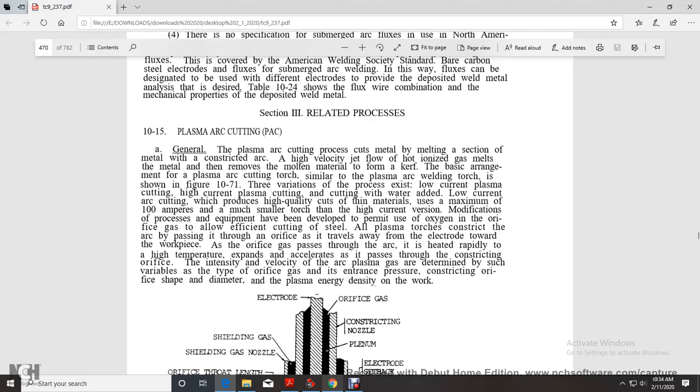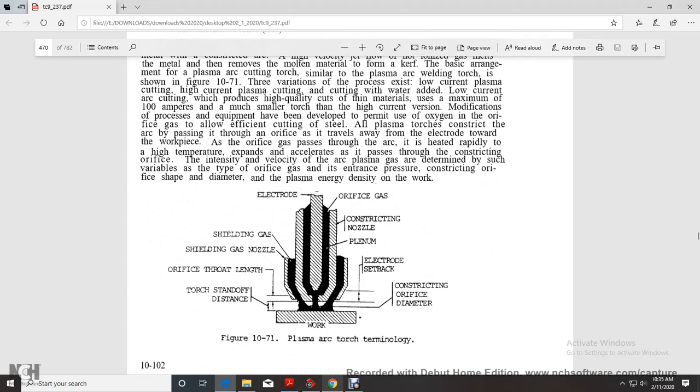All plasma torches constrict the arc by passing it through an orifice as it travels away from the electrode toward the workpiece. Gases passing through the arc are heated rapidly. The high temperature gases expand and accelerate as they pass through the constriction orifice. The intensity and velocity of the arc plasma gases are determined by such variables as the type of orifice gas, gas pressure, orifice shape, diameter of the plasma, and energy density of the work.